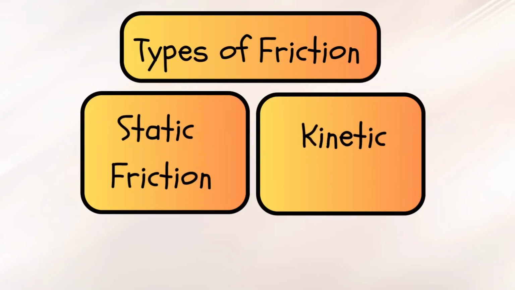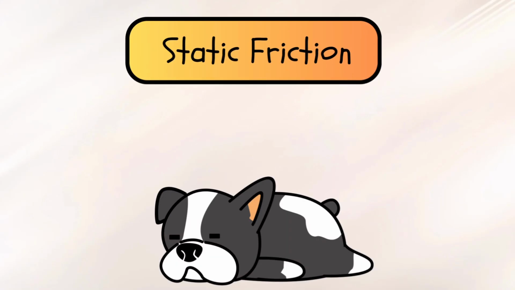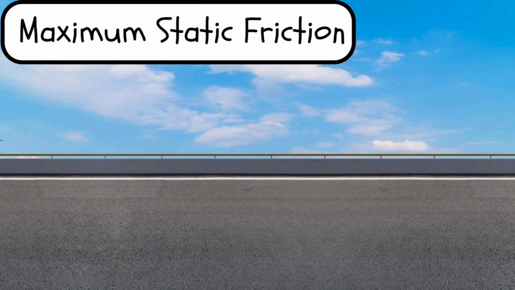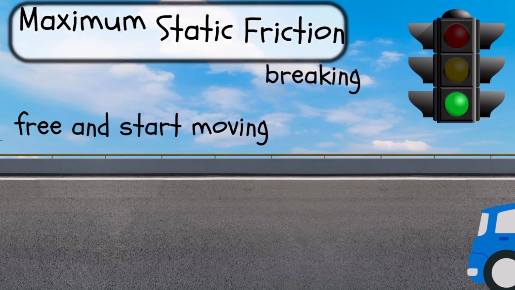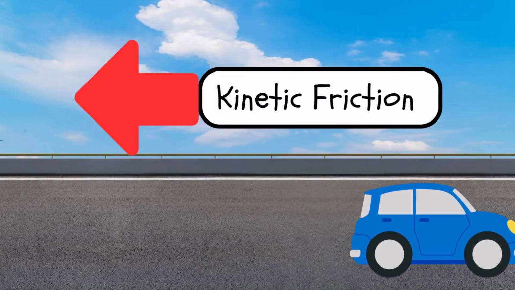Static friction and kinetic friction. Static friction acts when an object is not moving. It tries to prevent motion. There's a maximum static friction, the highest value before the object finally breaks free and starts moving. Once the object begins to slide, kinetic friction takes over.